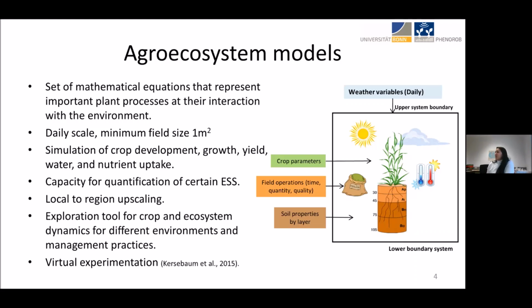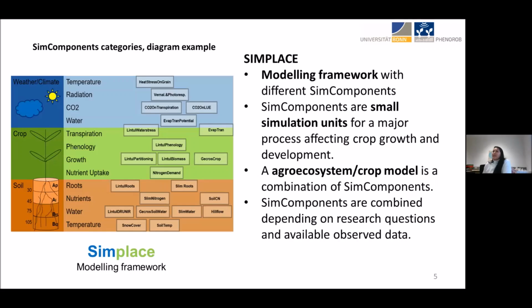to help provide information on the design of field experimentation tools. So it's two tools that can go hand in hand. The agroecosystem model that we use is within the Simplex modeling framework.